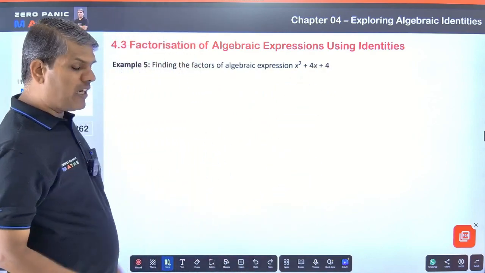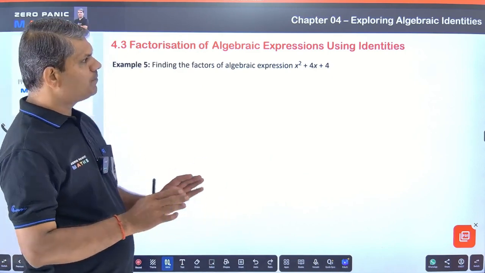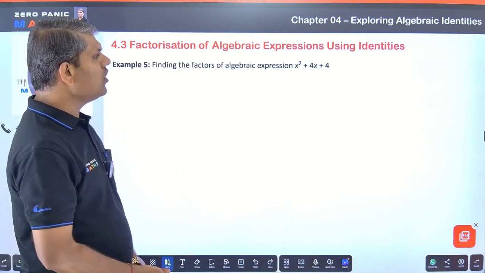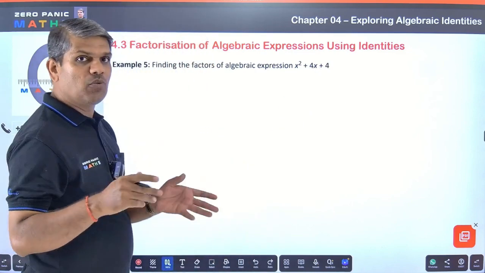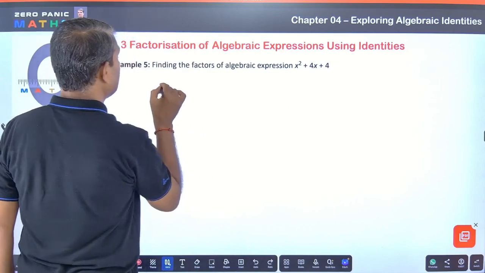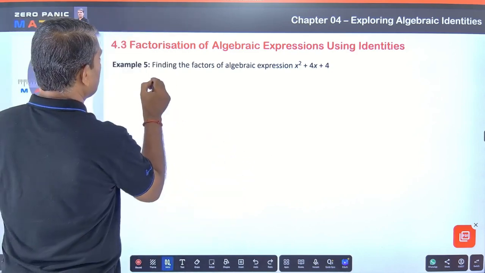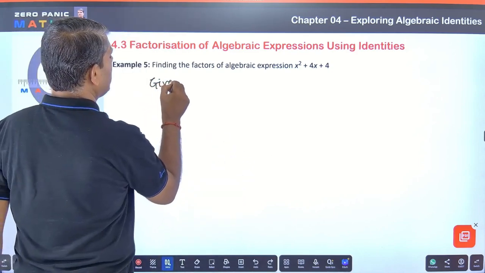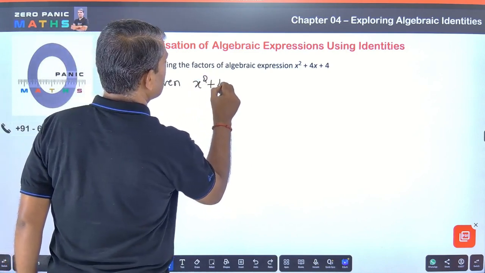You might have studied finding the factors of algebraic expressions in your previous class also by using a different method, splitting the middle term and doing all that. You might have done it. Now let us do that by using this algebraic identity, a plus b whole square. Now given is this expression, what is that? x square plus 4x plus 4.